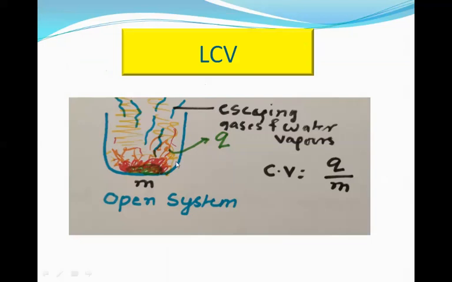It can be seen in the diagram that we have an open container, the combustion process is carried out, and the gases and the water vapor escape out. So there is no latent heat of condensation of the steam added to the quantity of the heat liberated. So the calorific value is simply the quantity of heat liberated, that is Q divided by M.